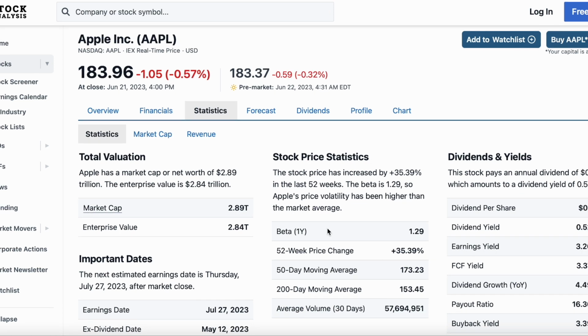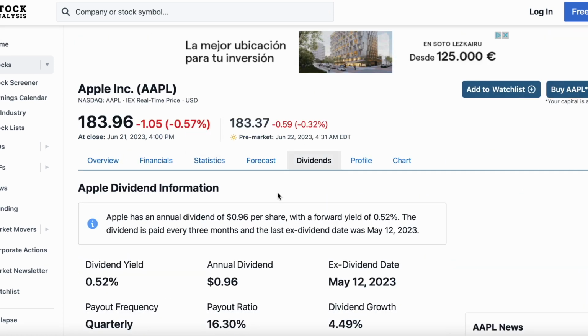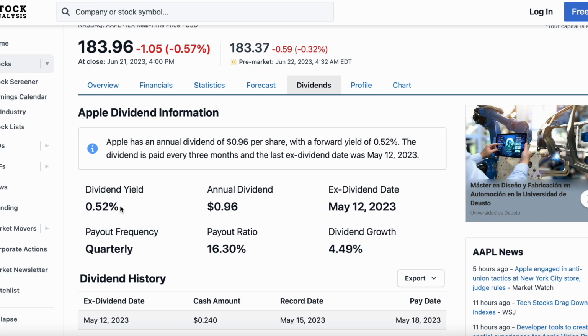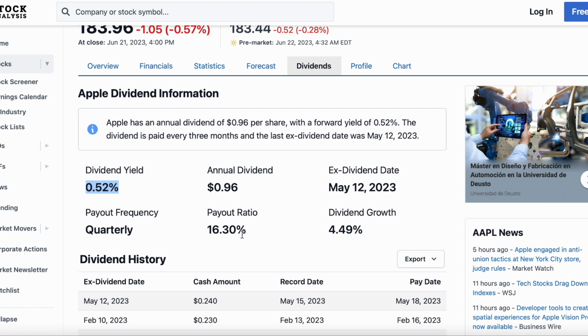Now let's take a look at their dividend. They currently pay a very small dividend of 0.52% dividend yield. And I want to make sure that this dividend is safe, because if a dividend is not safe, a company could cancel it and it could hurt the company. And the payout ratio is very small, 16%. And for a safe dividend, I usually look for less than 50%. So therefore, a very safe dividend.